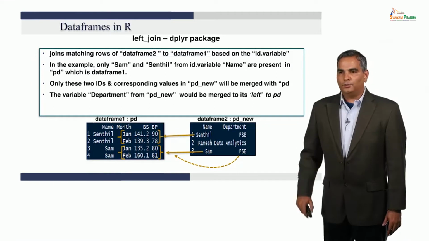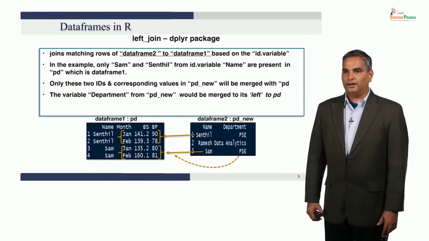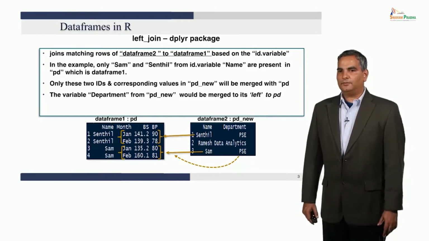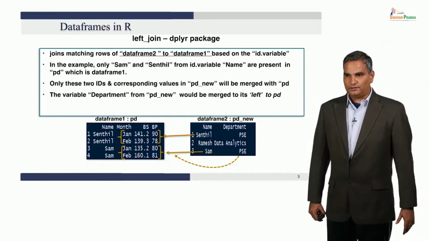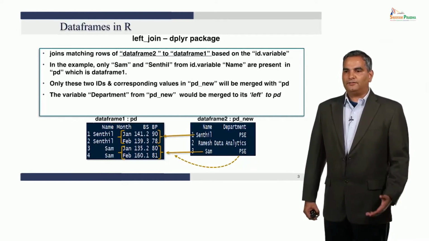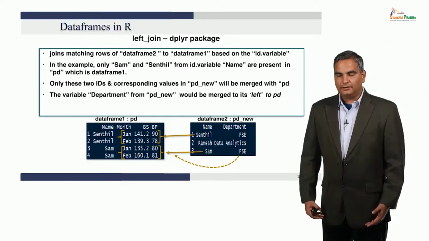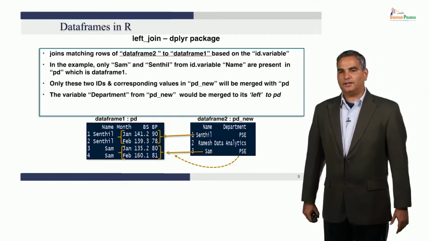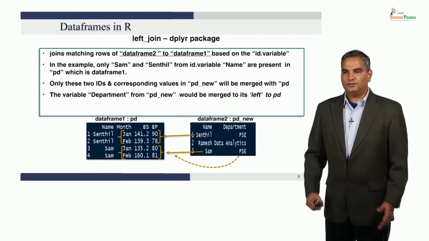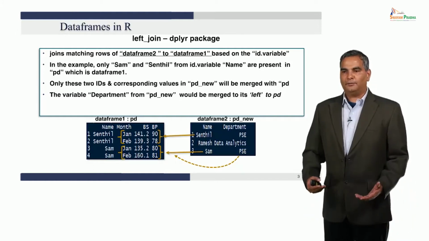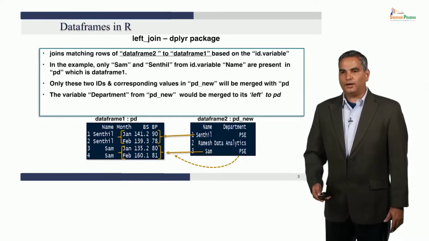Now let's start with one join command. Let's say I want to join rows of data frame 1 and data frame 2 based on the ID variable. Now I see a problem. If I use the name variable for this join, in one data frame I have Sam and Senthil. In the other data frame, while I have Sam and Senthil, I also have a new name that is not there in data frame 1, which is Ramesh. Now the question is, when I join these two with this identifier, what happens to the data that is available or not available? So let's look at what happens in this case.